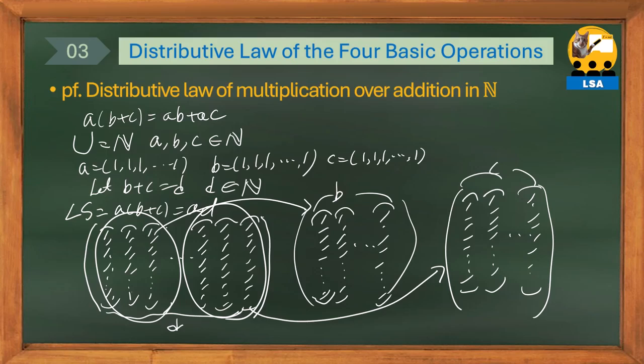Then again, by the definition of multiplication, the first group can be written as AB, which is A added B times repeatedly, and the second group can be written as AC in the same way. Since we have to add the two groups, performing the addition operation makes it the right side. Therefore, the proof is concluded.